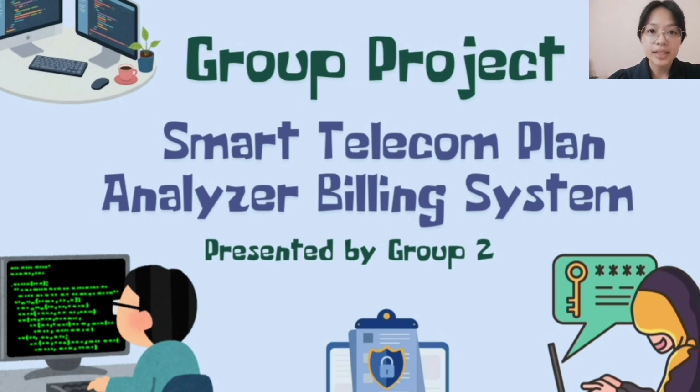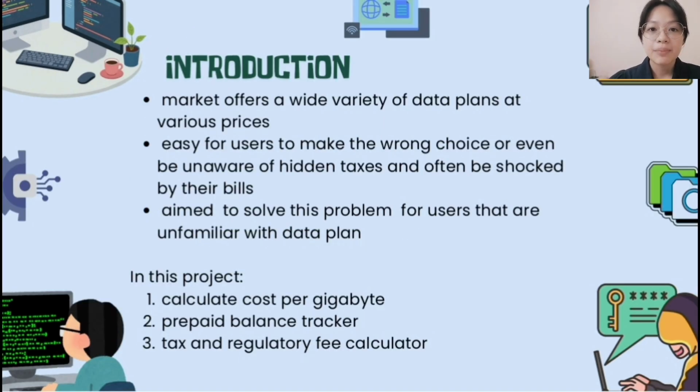Smart Telecom Plan Analyzer Billing System. Nowadays, markets offer a wide variety of data plans at various prices, and this has led users to make wrong choices and sometimes even be unaware of hidden taxes and often be shocked by their bills. So this project aims to solve this problem for users that are unfamiliar with their data plan. In this project, we calculate cost per gigabyte, we have a prepaid balance tracker, and lastly, a tax and regulatory fee calculator.